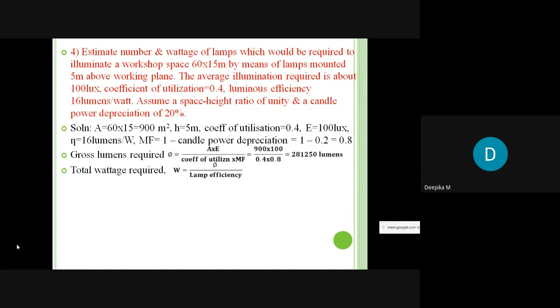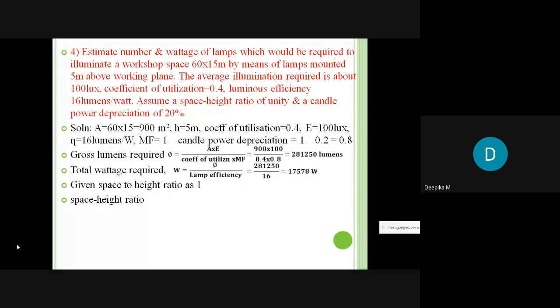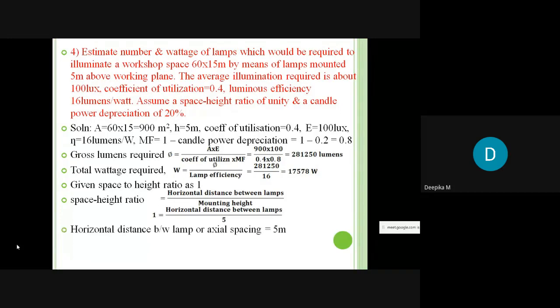Which is nothing but flux by lamp efficiency. So 2,81,250 divided by 16, we'll get the answer 17,578 watt. Next, given space to height ratio as 1. That is, they have only given the problem. So space to height ratio is nothing but horizontal space distance between the lamps divided by mounting height. The mounting height is also given, which is nothing but 5 meter. So therefore, 1 by 5, it is nothing but 5 meter, or axial spacing is nothing but 5 meter.